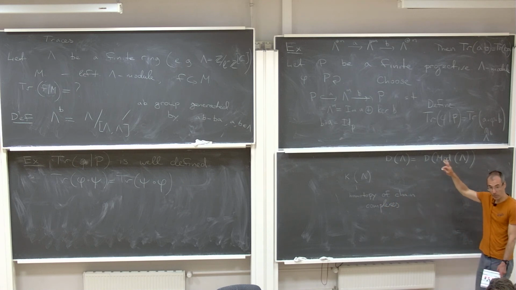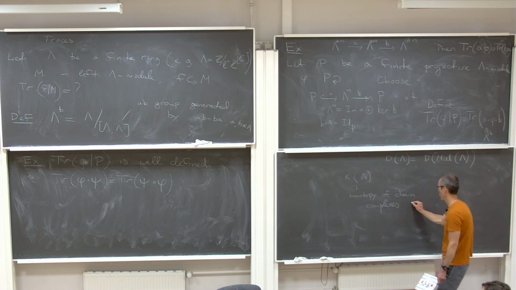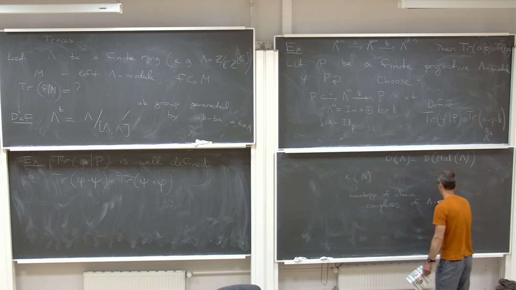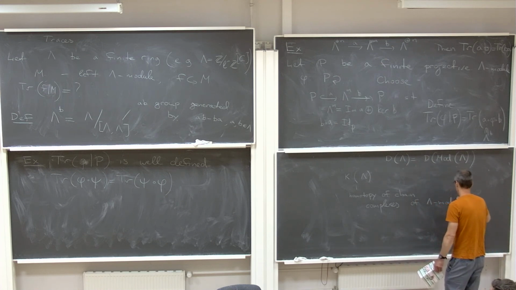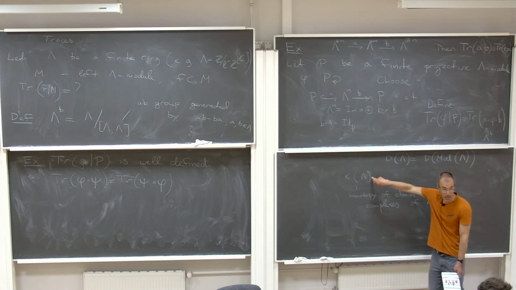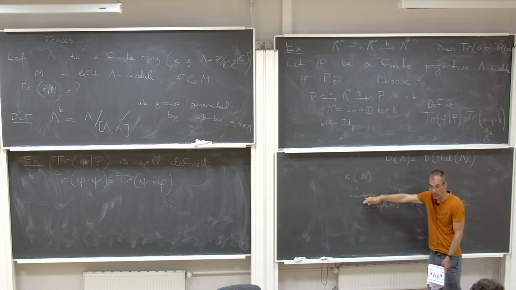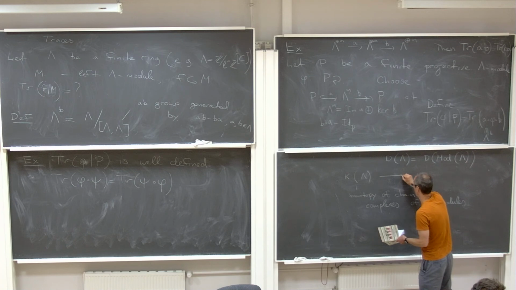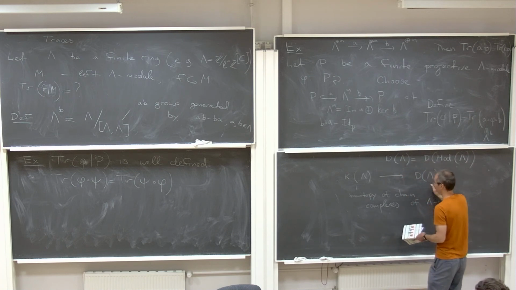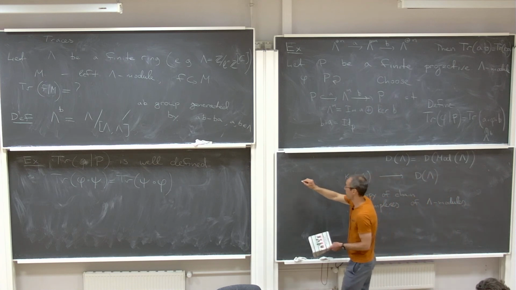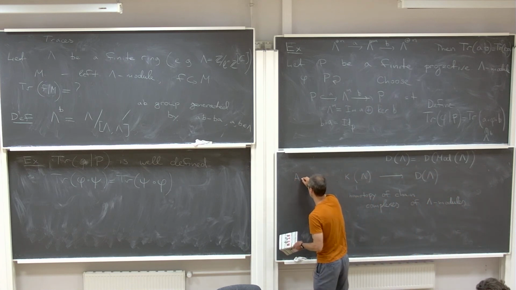Well, right now, the homotopy category of chain complexes of lambda modules. So what does it mean? Objects here are chain complexes, and morphisms are morphisms between chain complexes commuting with the differential up to homotopy. So the derived category is defined to be the quotient of this by the category of acyclic complexes, right?